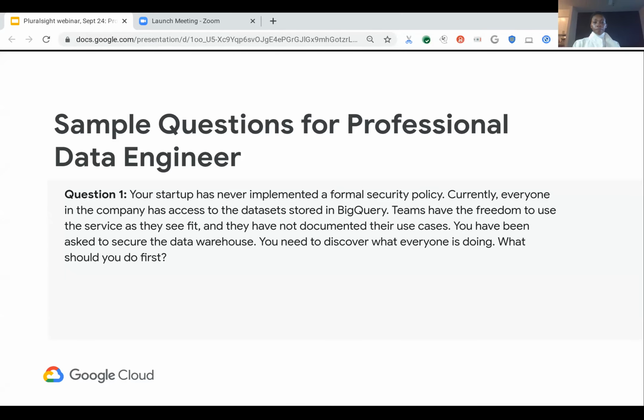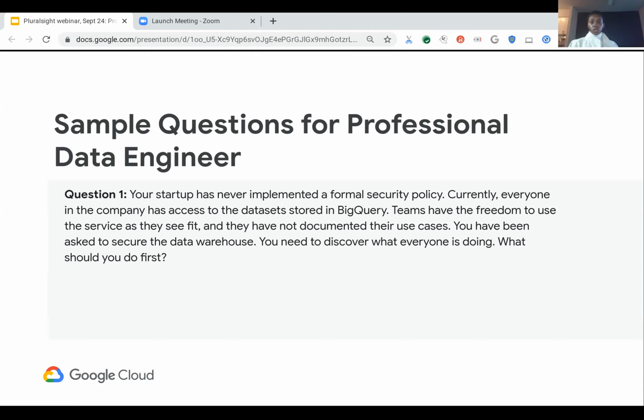Yes, so this practice exam is regarding a startup that has been building their business, focused on maybe other parts of their technology, and never really implemented a formal security policy. The company employees currently all have access to data sets in BigQuery, and the teams are using the service as they see fit and not really documenting exact use cases. So as someone on the team, you've been asked to secure the data warehouse.